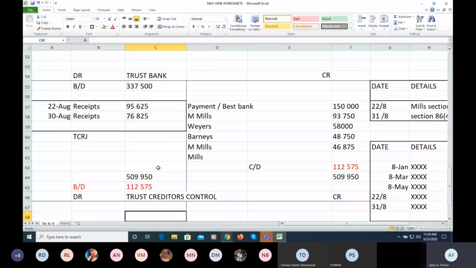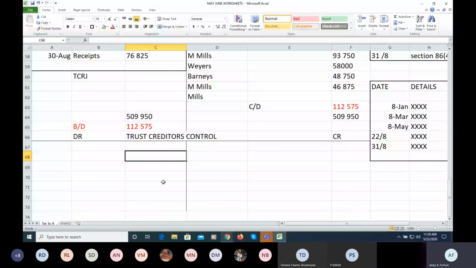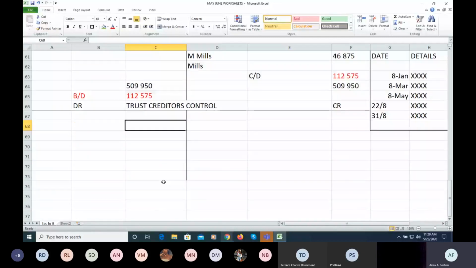So let's continue. So you're going to do the trust creditors control, and this should take you even less than 5 minutes. Take you about 2 minutes. So I'll just give you 2 minutes, and you do the trust creditors control quickly.